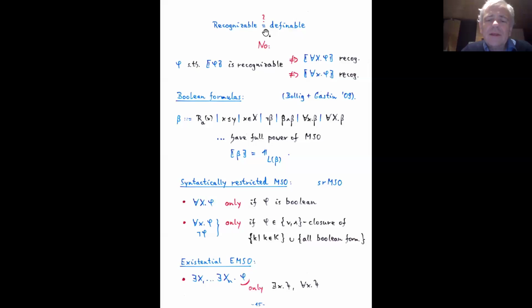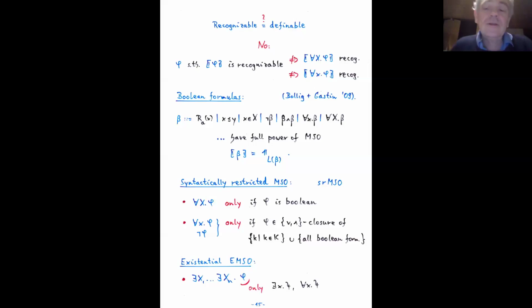Do we get this extension of the Büchi-Elgort theorem? Unfortunately, the answer is no. If we have a weighted automaton, that function is definable. Yeah, we can go from the left to the right, but not the other way. There are sentences where the semantics can be described by a weighted automaton, but as soon as I put in universal quantification in front of them, I cannot do it anymore. And this holds even for the semiring of natural numbers.